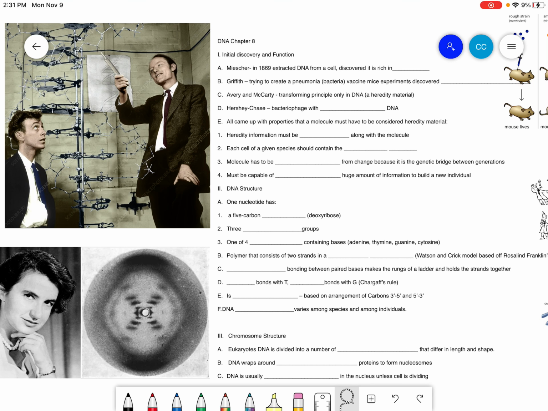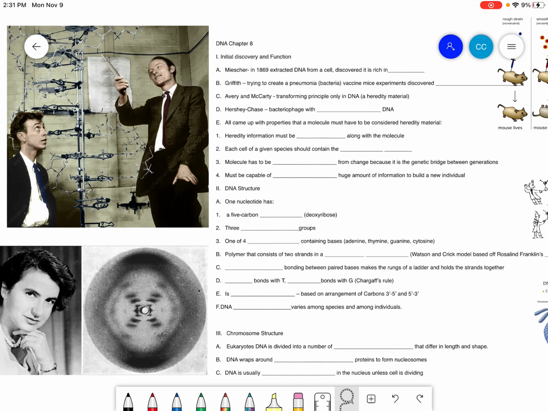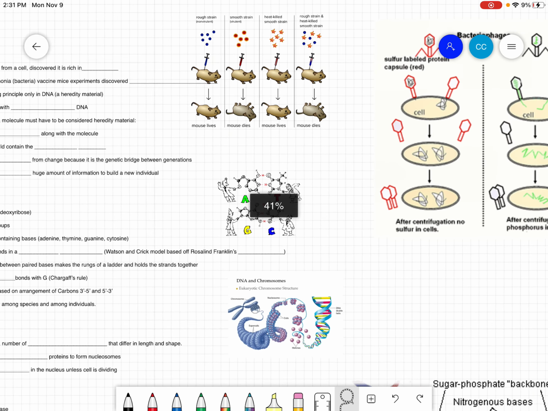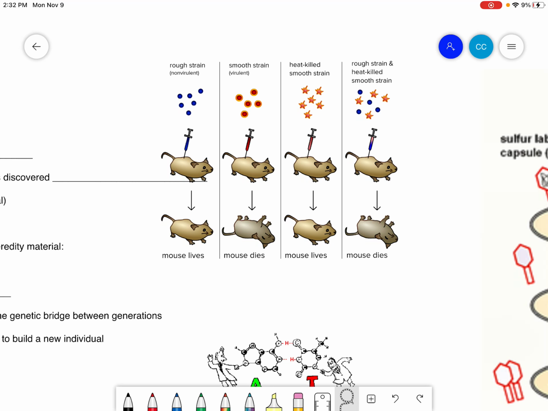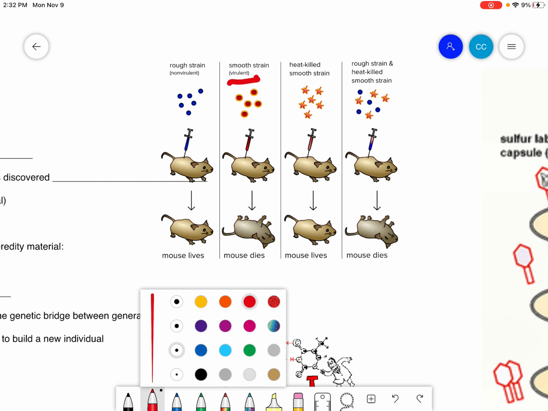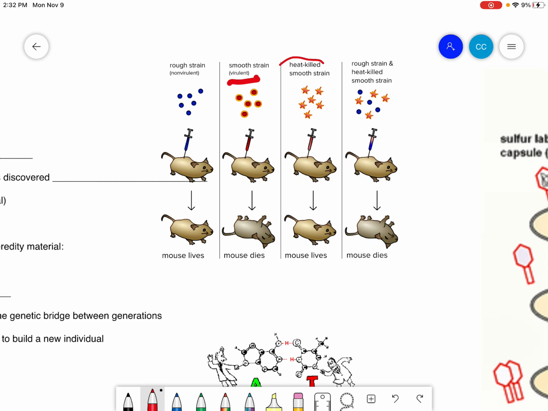Thank you. Griffith tried to create a pneumonia vaccine from pneumonial bacteria in mice, and he discovered this process called transformation. So here is a quick little picture of the mice experiments. He added non-virulent bacteria, which does not cause pneumonia, to mice, and the mouse, of course, lived. Then he added virulent pneumonial bacteria to the mouse, and the mouse, of course, died. And then he added bacteria that was heat-killed. So this was previously virulent, but then he added heat to it and killed it, and then the mouse lived.